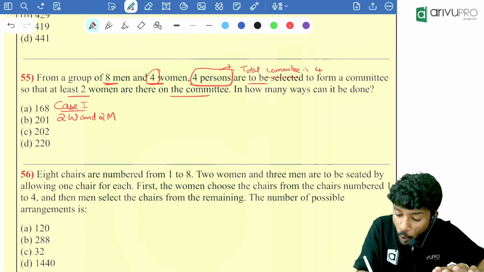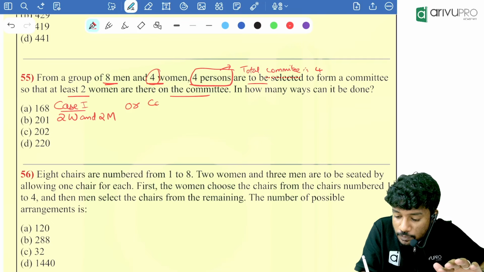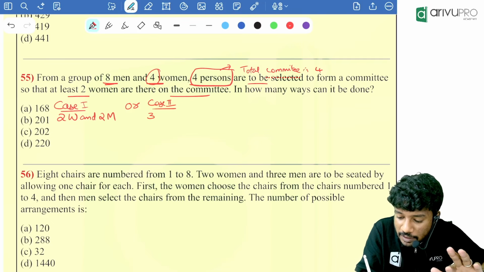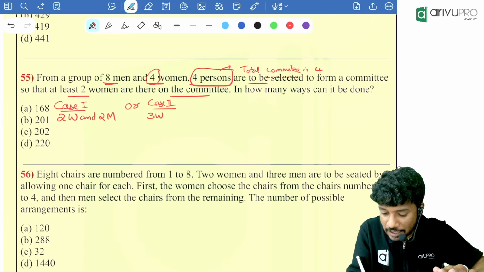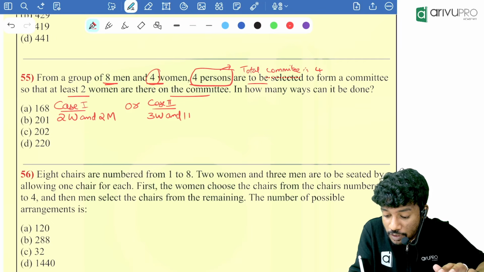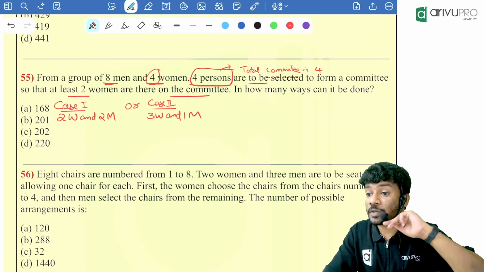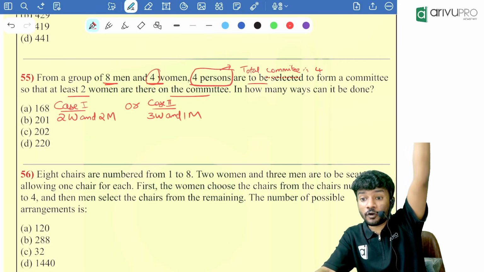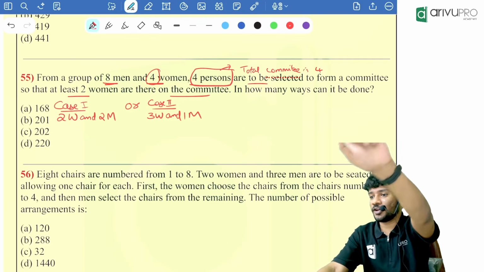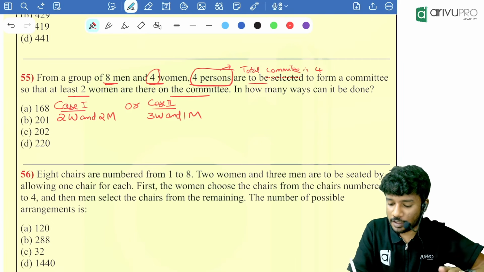Then, or case 2. What is case 2? Can anyone tell me case 2? I am choosing 3 women. And how many men should I choose? 1 man. Why 1 man? Because can I go for more than 4 persons in total in the committee? No. I can only choose 1 man.